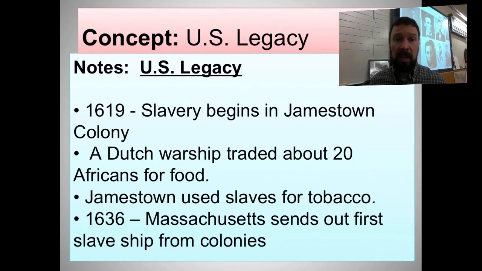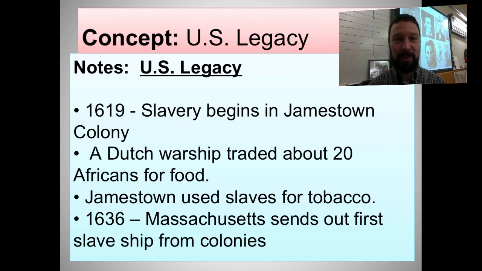Our first set of notes here is going to be on the U.S. legacy of slavery. So we talked about the beginnings of slavery in general in the Western Hemisphere, but when was that first time that an African person set foot on American soil and was sold to be a slave? And here we go.